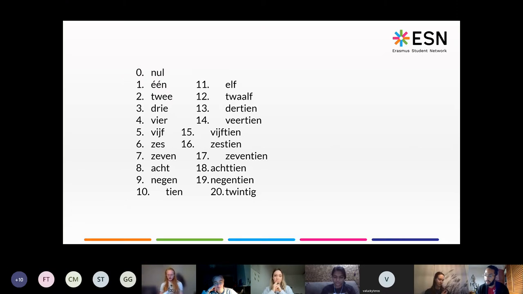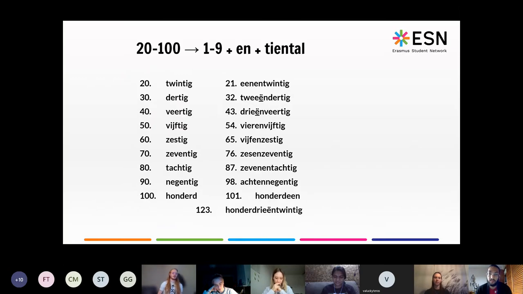Then from 20 onwards, things get a bit weirder, but not much, just a little bit. There are two major things you have to know. That is the names of the multiples of 10 in Dutch. And they are in general just the name of the number with tig at the end. So let's go through those very quickly from 20 to 100.